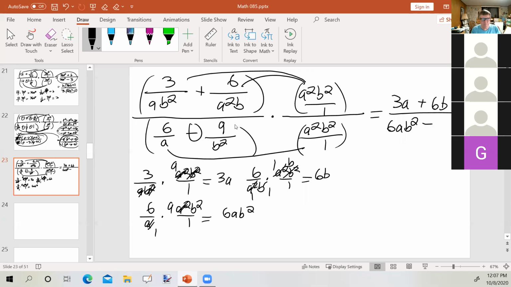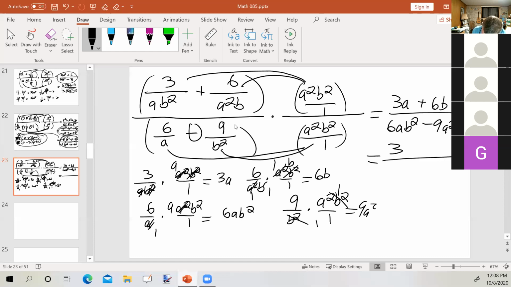Minus 9 over b squared times a squared b squared over 1. The b squared's reduce down and we're left with 9a squared. So once again, we are going to be able to take a 3 out. I can see that right away because every term up there has a 3 in it. In the numerator, I'm going to take out a 3 and get a plus 2b. In the denominator, I'm going to take out a 3a and get 2b squared minus 3a.